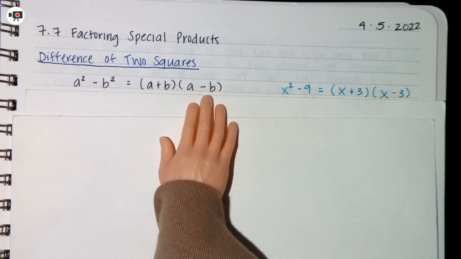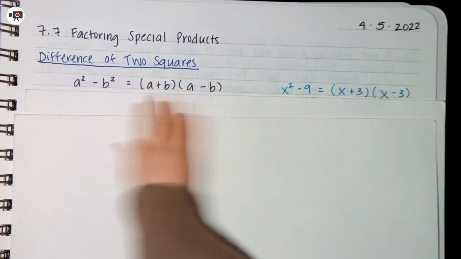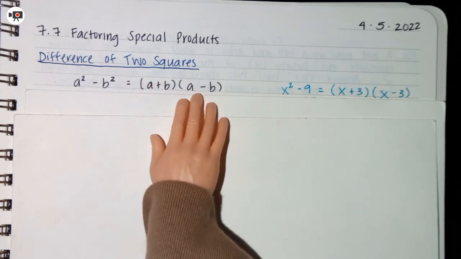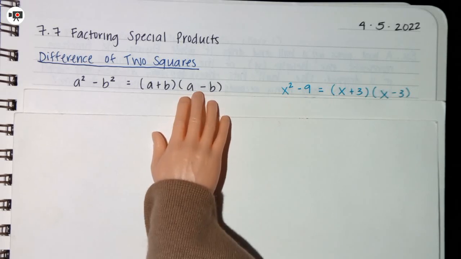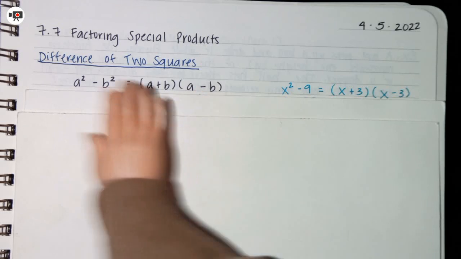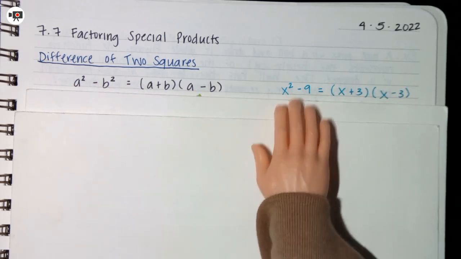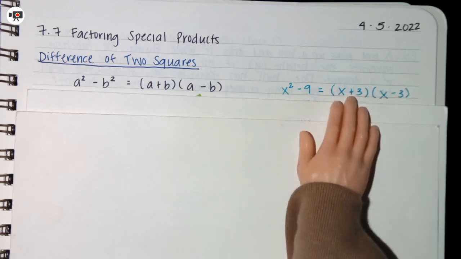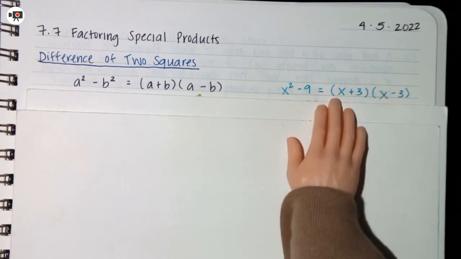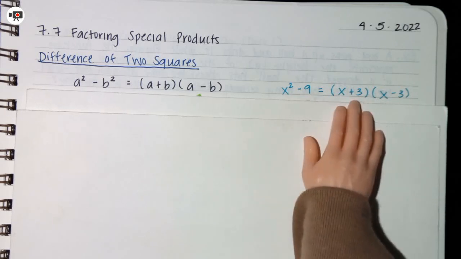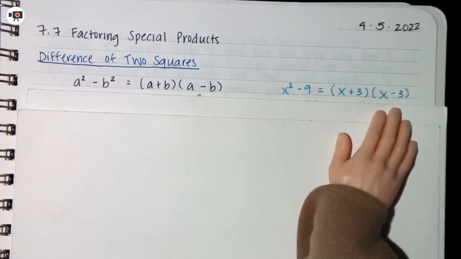We looked at it the other way when we were multiplying polynomials with special products. So we're just working it backwards now. This would look like x squared minus 9. You take the square root of each. One is positive, one is negative. Square root of x squared is x. Square root of 9 is 3. So x plus 3 times x minus 3.